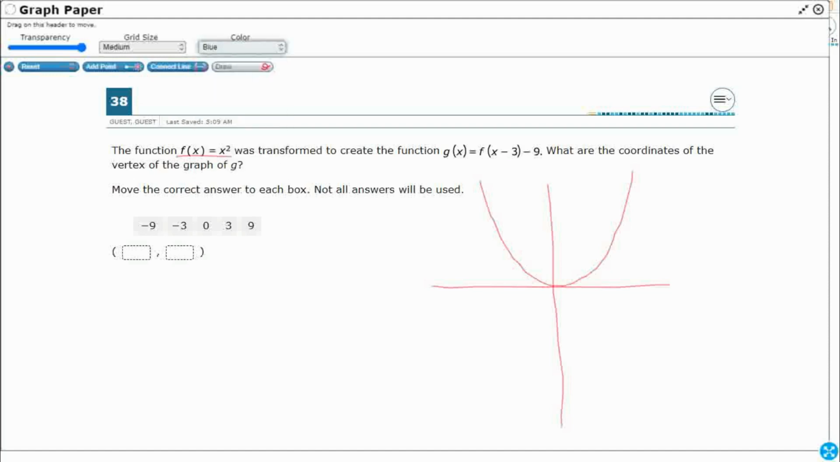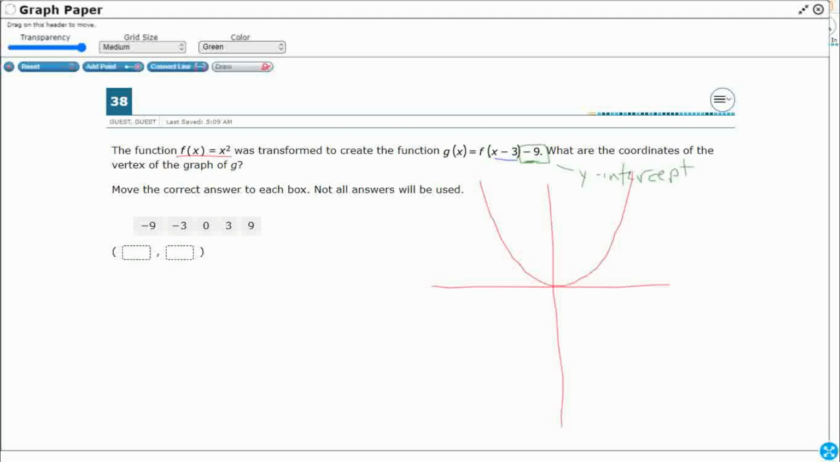Now we've got two things happening to this parent function. First, we're going to do an x minus 3, and then we're going to do a minus 9 outside of the x. These two things are going to do two different things. Let's start with this minus 9. When we change a minus 9 outside of the parentheses, outside of the x, this changes our y-intercept.